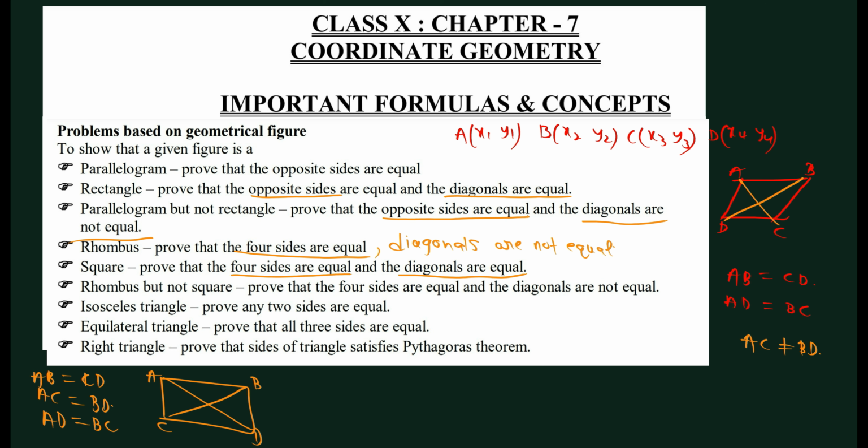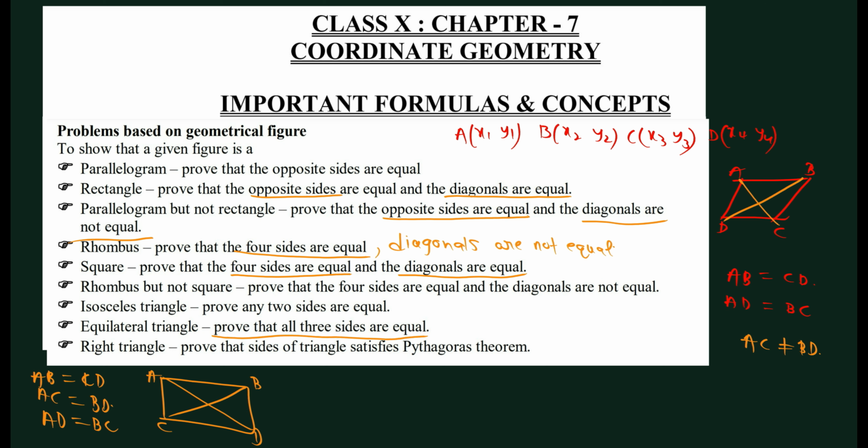Next, in an isosceles triangle, you have to prove any two sides are equal, like AB, BC, CA. Triangles, how many sides are there? Three sides. You derive the distance of all three sides of the triangle, and you get the relation in that AB, BC, CA, any two sides are equal. The third side is not equal. Equilateral triangle, prove that all three sides are equal.